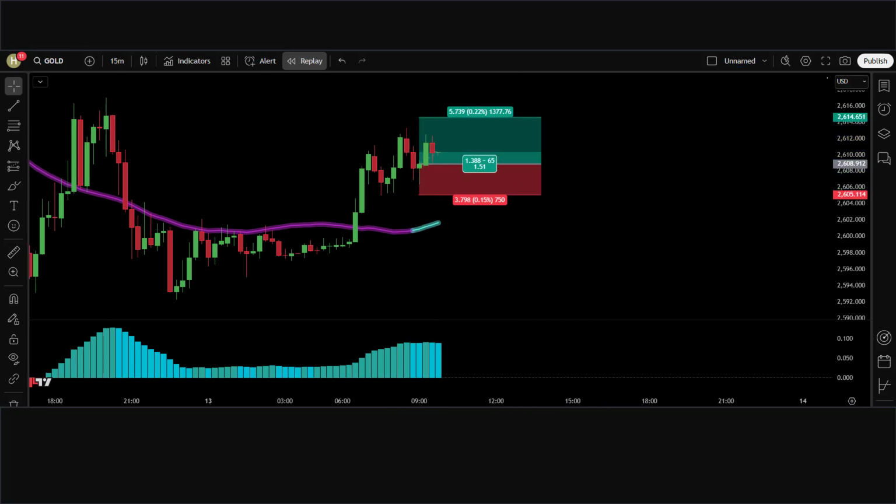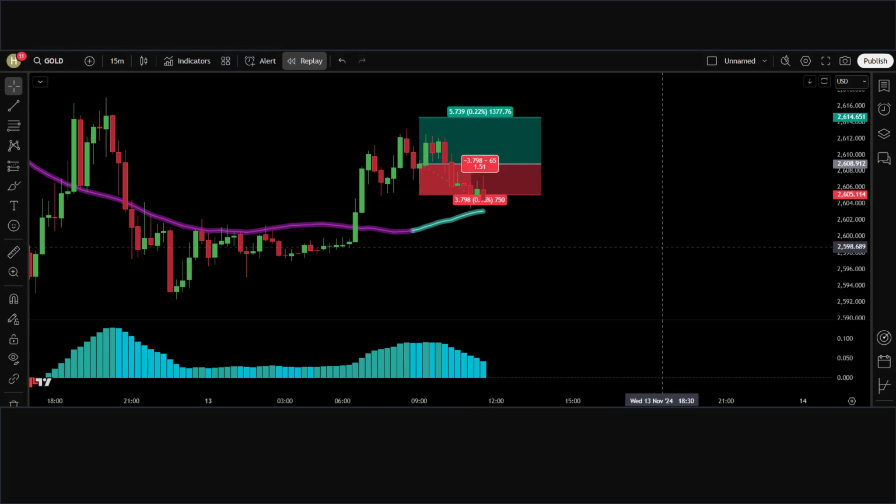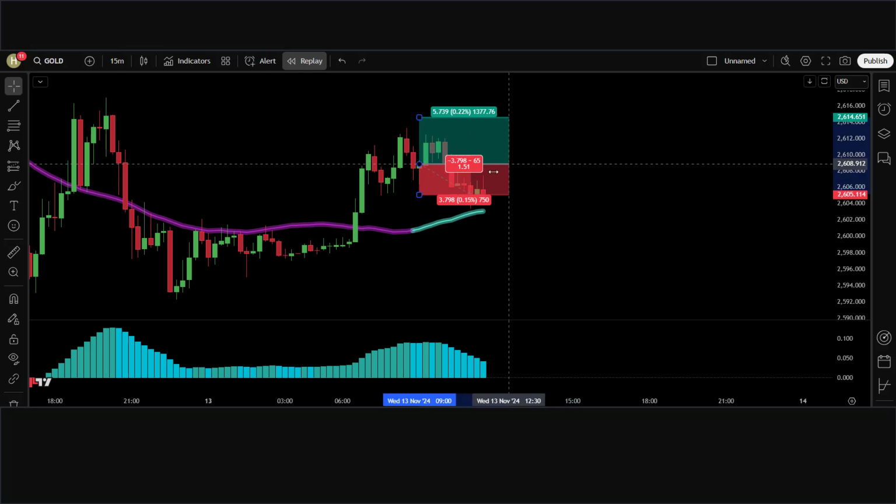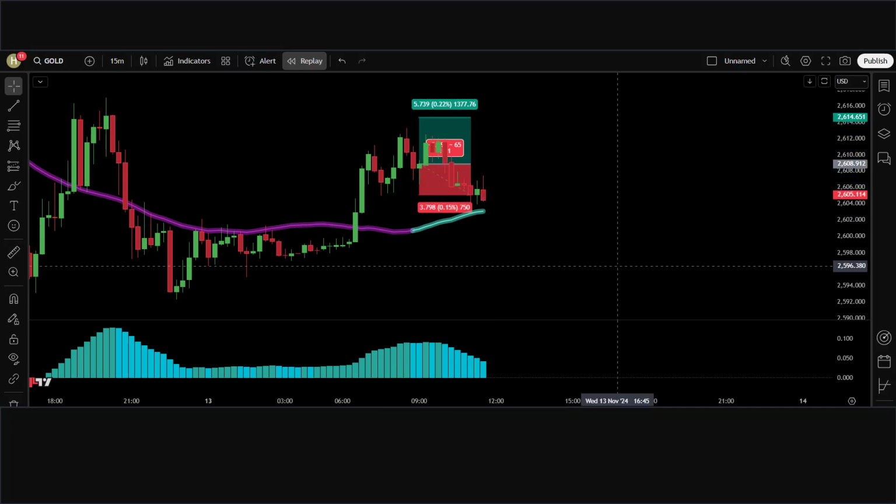Let's see what happens to our trade. We have lost this trade. Never mind, sometimes it happens in the market. Wait for the next signal.